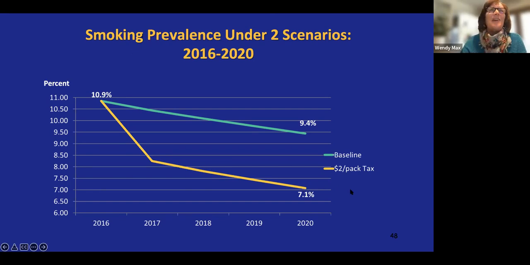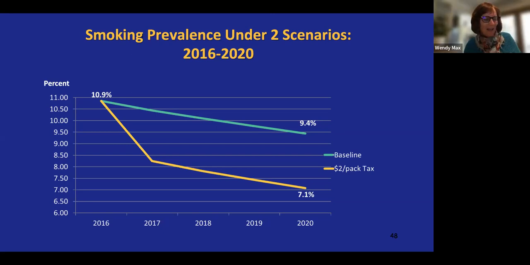So we projected that with this tobacco tax increase, smoking prevalence in 2020 would be about 7.1%. And I have to tell you that I'm a member of TROC, the Tobacco Education Research and Oversight Committee, and the chair, who's a good friend of mine, Mike Ong, would always say at these meetings, well, if Wendy's estimates are correct, smoking prevalence should be this. And I always would hold my breath, afraid to look to see what the numbers really were.